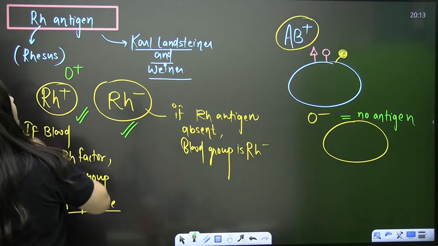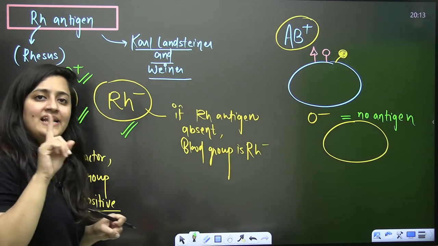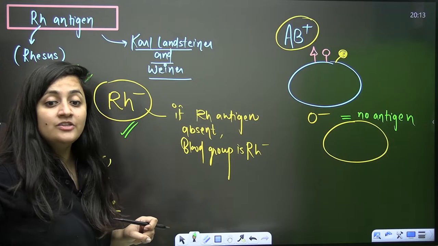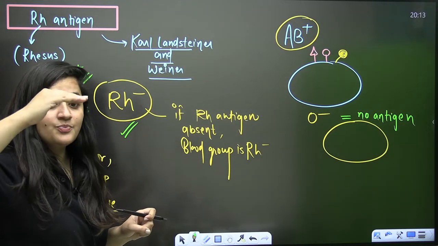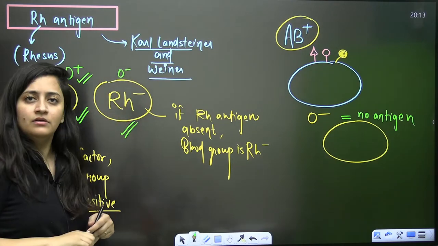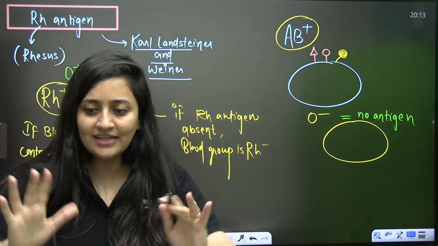So if let's say my blood group is O positive, I have only one antigen, that is your rhesus antigen. Forget about H antigen. We do not mention it. It is just something basic which is present on RBC surface. Or when it is Rh negative, O negative, no antigen is there.